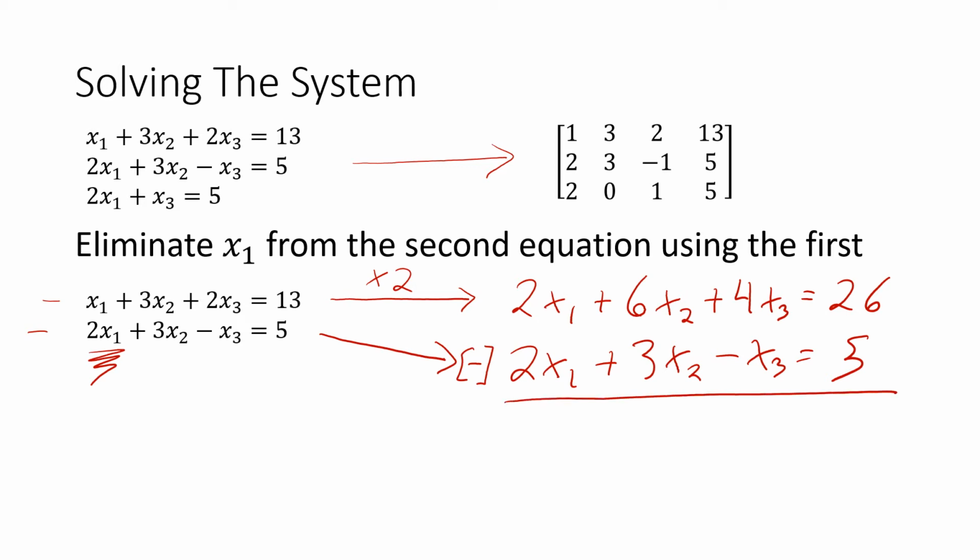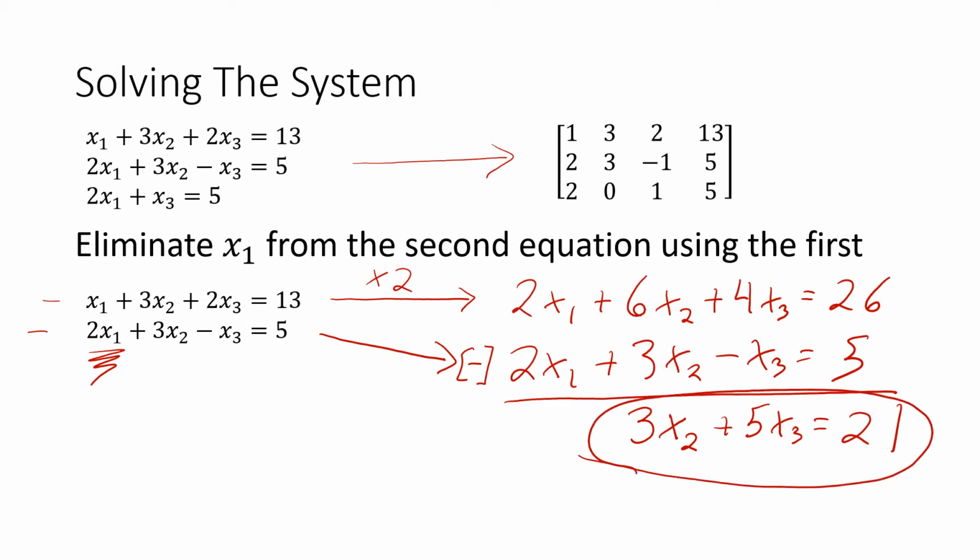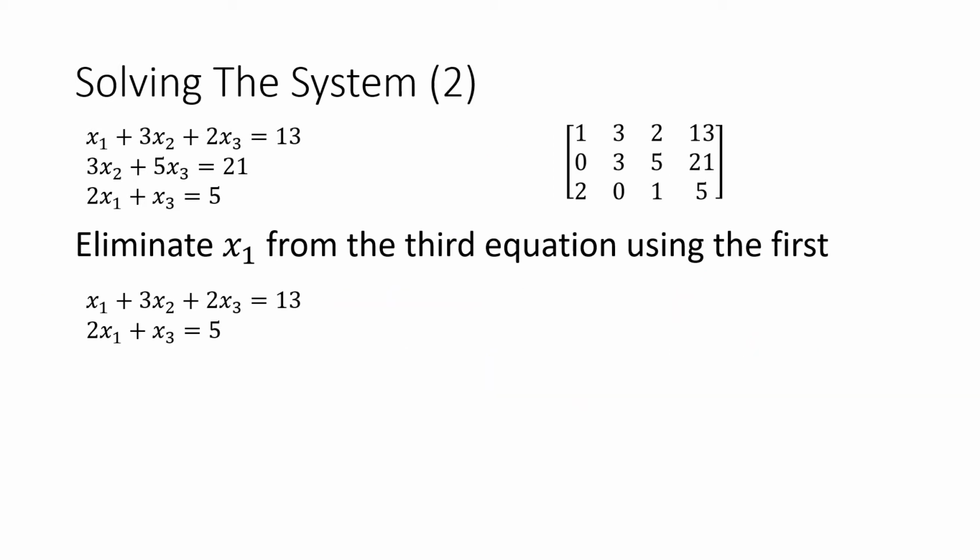And what happens? My x1s disappear. I get 6x2 minus 3x2 gives me 3x2. 4x3 minus negative x3 gives me plus 5x3 equals 26 minus 5 is 21. So I have used these two equations and gotten rid of one of my variables. Now I'm going to take this new equation and use it in place of the second equation. So that gives me this system.